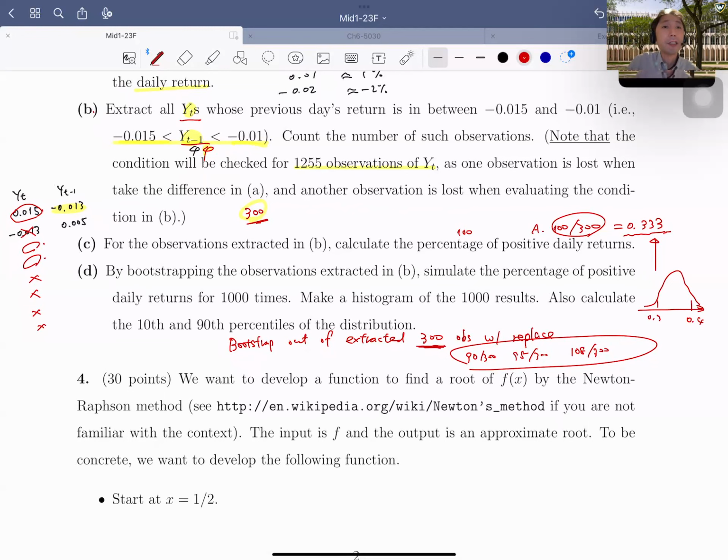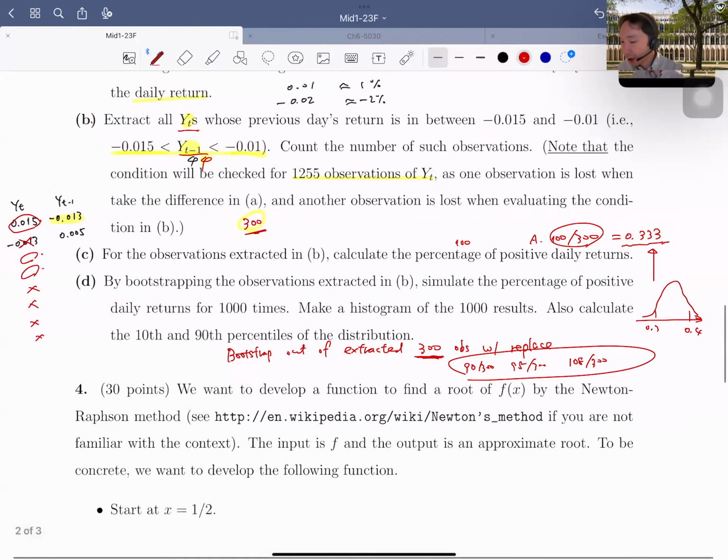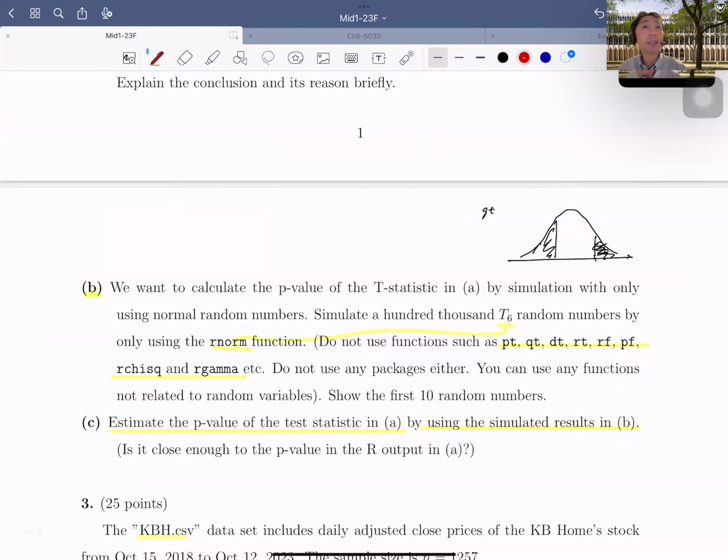I got one question in chat. Can we use our own functions as long as they only use our norm? As long as they are deterministic functions, you can use any functions in question 2b. I think it's not realistic to make a function to generate random t random numbers, right? Don't use it.